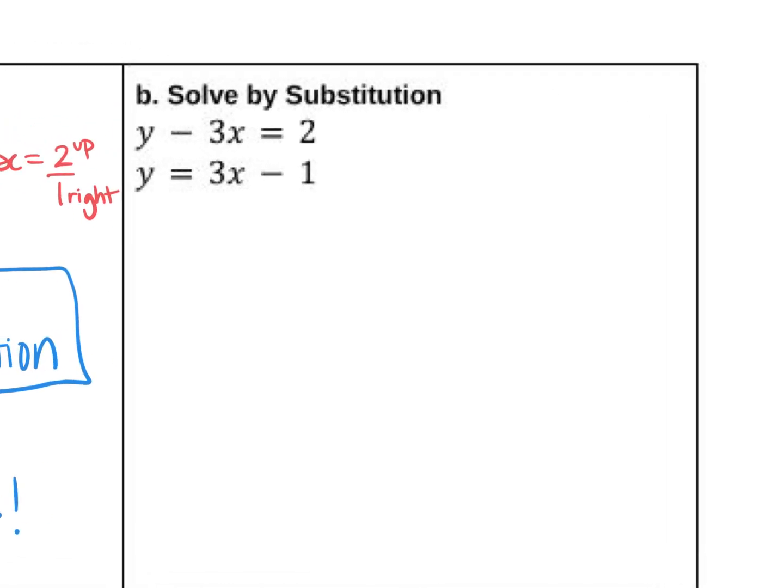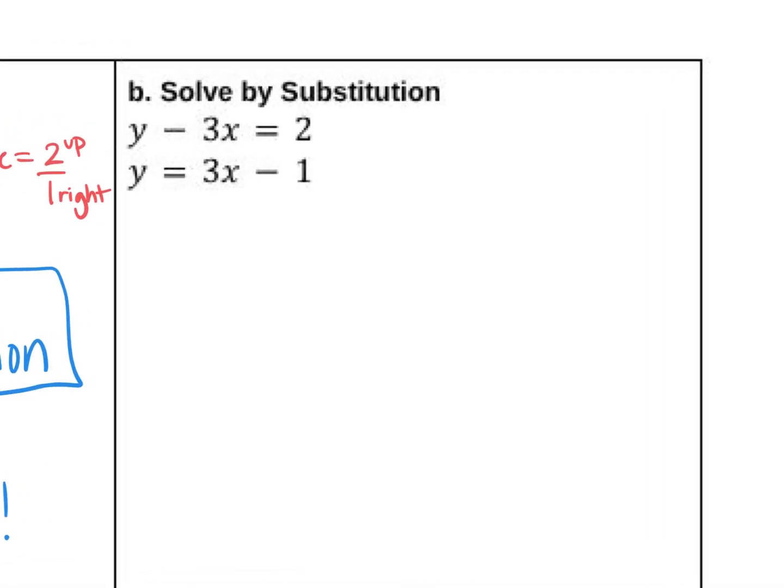Okay, this one says solve by substitution. So let's see what craziness happens when you do that. When you solve by substitution, remember the one that is equal to one variable, like this one here, is what's going to go in the actual equation. And the one where x and y are on the same side is the one you're working with. So we're going to replace y with 3x minus 1.